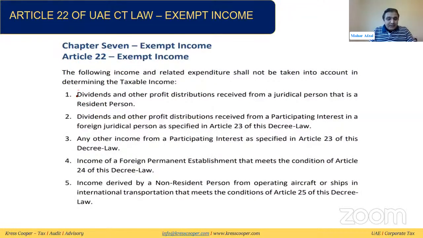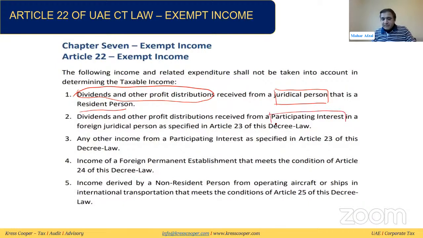A dividend and other profit distributions received from a juridical person that is a resident person. So resident juridical person, dividend and profit distributions are exempt. Dividend and other profit distribution received from a participating interest in a foreign juridical person, that is exempt as well. Any income from the participating interest as mentioned in 2, that income is exempt as well.